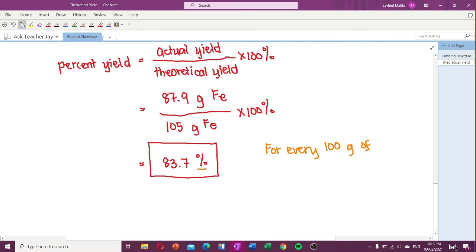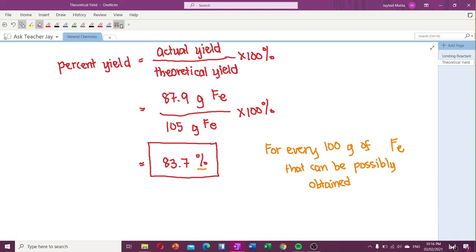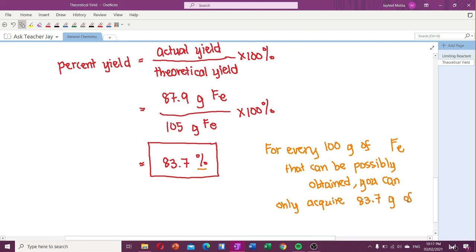Percent means per 100. So for every 100 grams of Fe that can possibly be obtained, you can only acquire or get 83.7 grams of it.